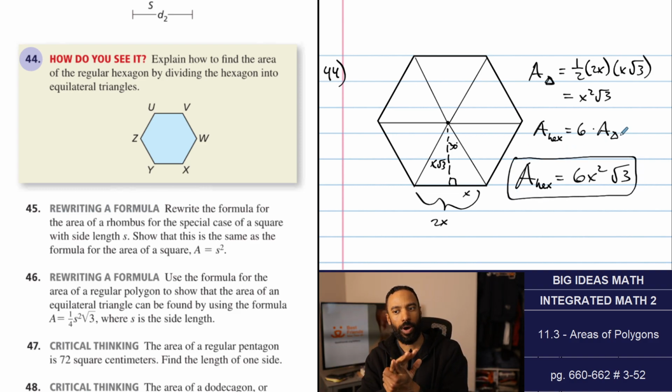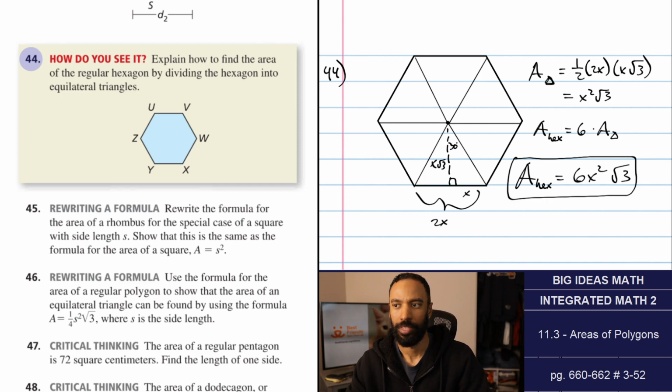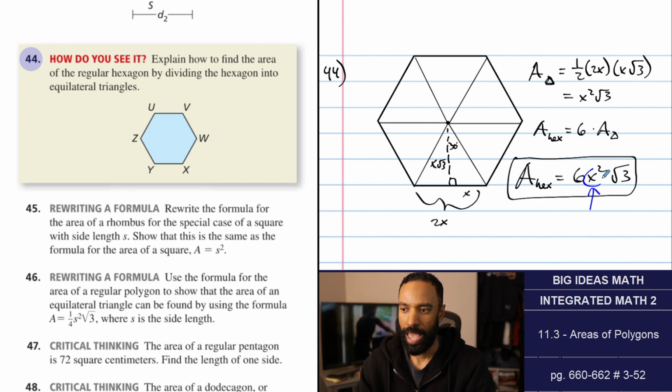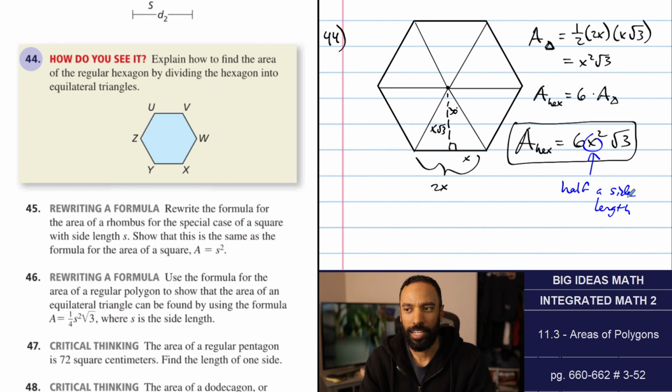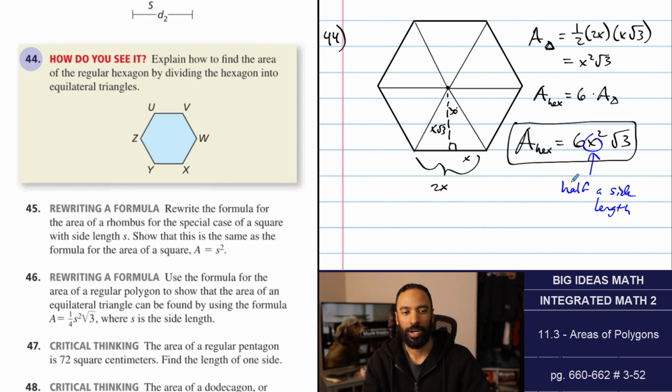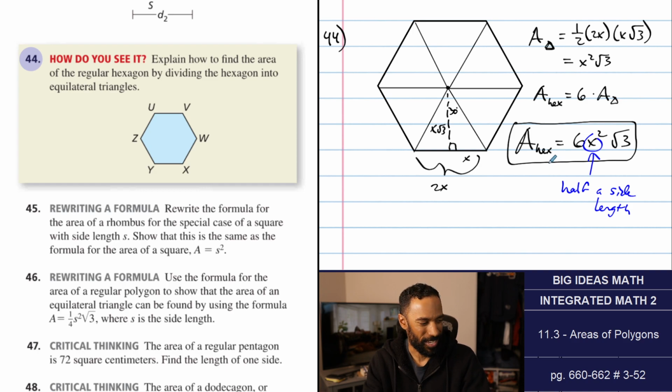x is half a side length. I know that's weird. If you wanted to get a full side length, what do they say? How to find the area of that? I didn't explain it, but that's the math of it. Just find the area of one of the triangles and multiply by 6. And that's all I'm going to say.